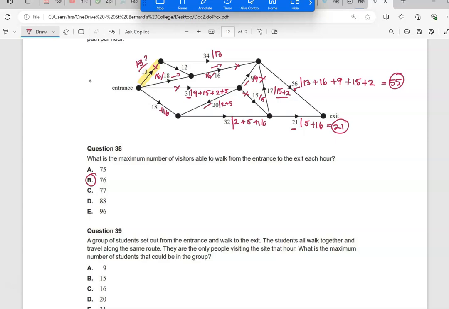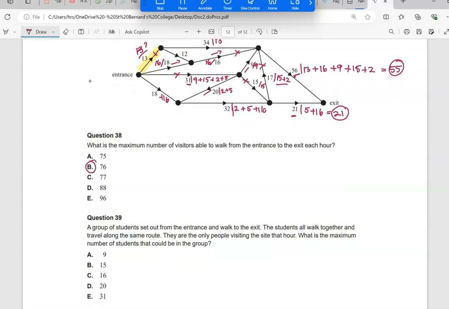Okay, with this last question, it said a group of students can set out on a walk, and they can all walk together in a group, and they are the only people visiting the site in the hour. So they're saying that's the only group that's going to be pushing through. So that's like the chunk of flow. So what is the maximum number of students that could go through?